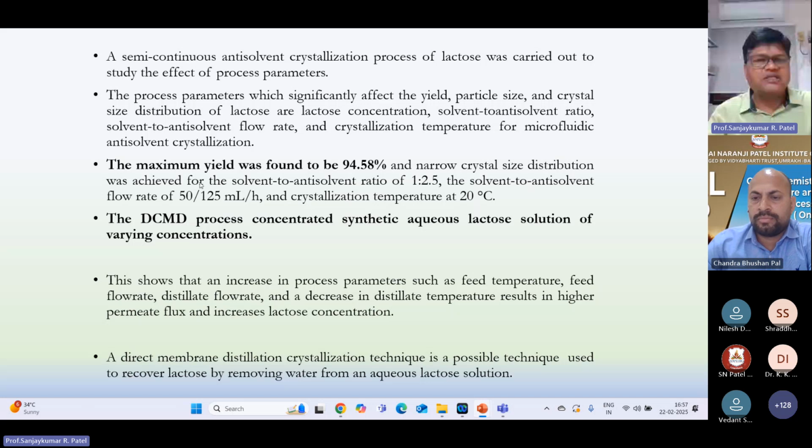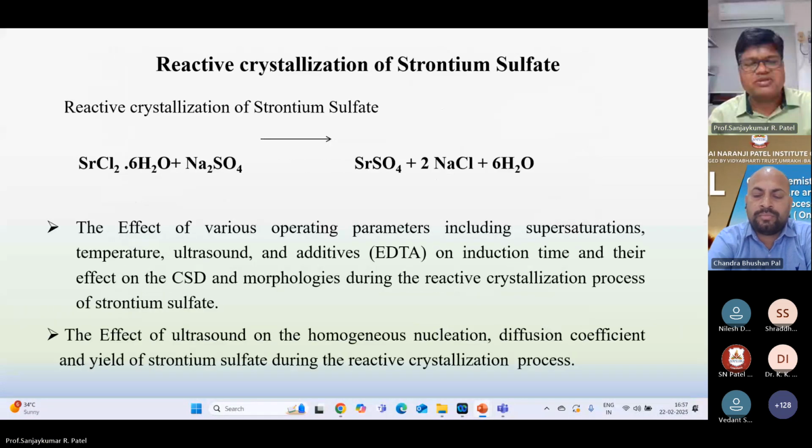Then we have discussed clubbing membrane processes with crystallization to eliminate evaporative crystallization. We see that direct contact membrane distillation crystallization is a possible technique that can be used for the recovery of lactose, particularly by removing the water from an aqueous solution. The main objective is to remove the water. So these are the summary that we have, and about lactose recovery, these are the different processes.